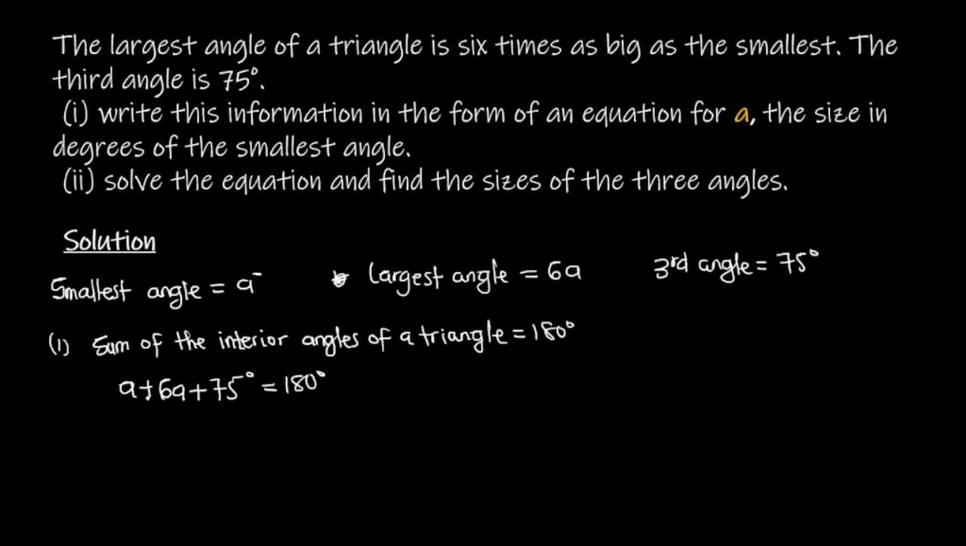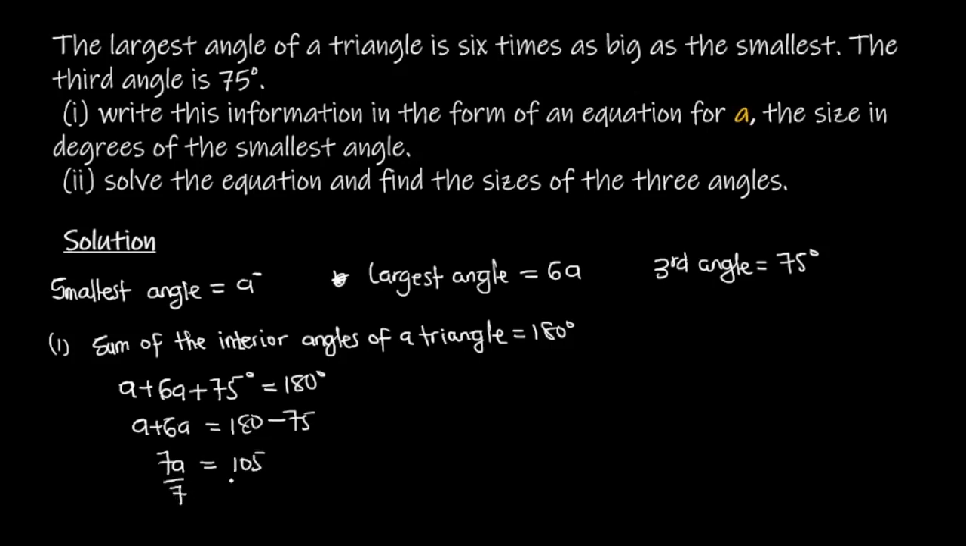So we have A plus 6A plus 75 is equal to 180. We can group like terms here. We have A plus 6A is equal to 180. We send the positive 75 to the other side, it becomes minus 75. So A plus 6A will give me 7A. This is equal to 180 minus 75, which gives me 105.